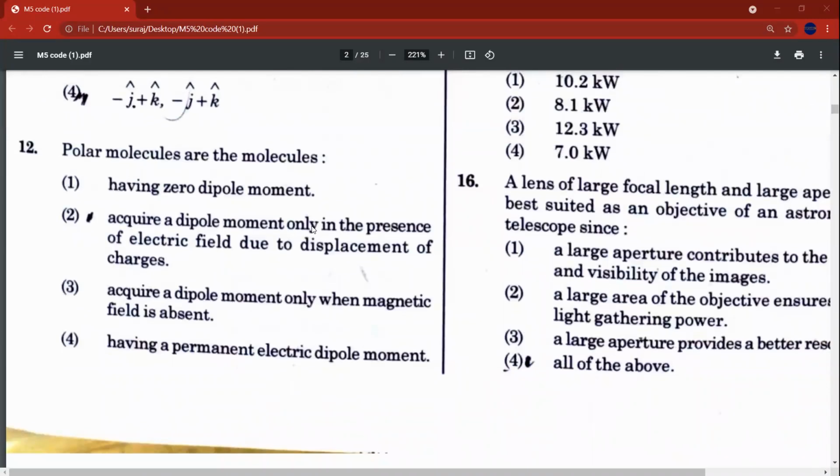Now coming to question number 12. Polar molecules are the molecules having a permanent electric dipole moment. These are the polar molecules. Next, question number 13.